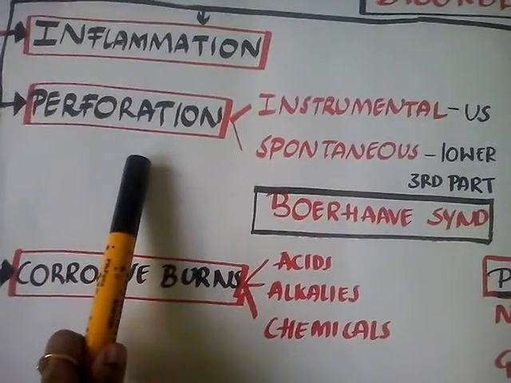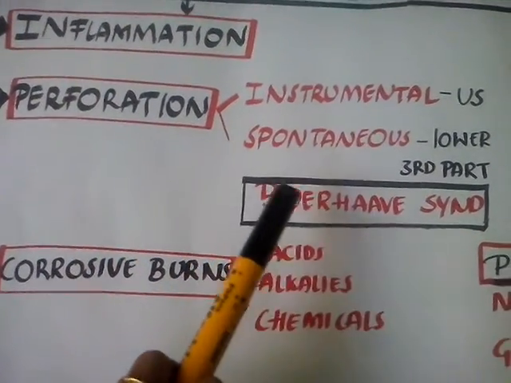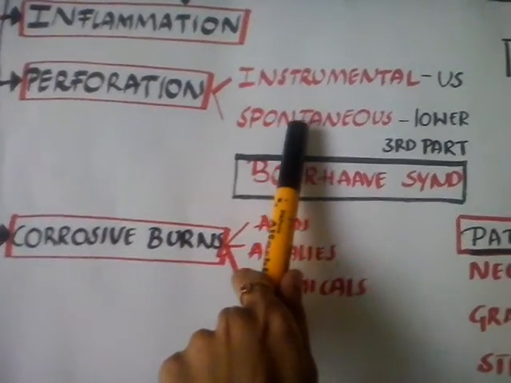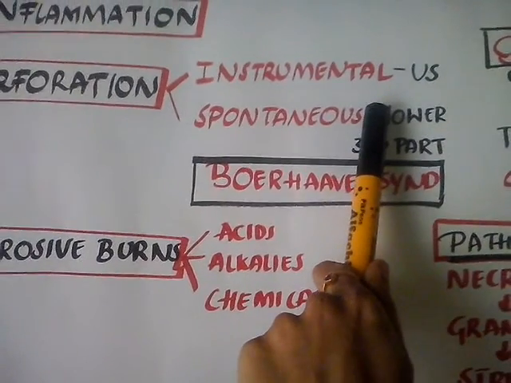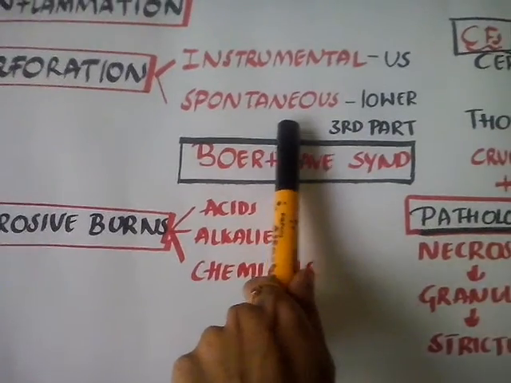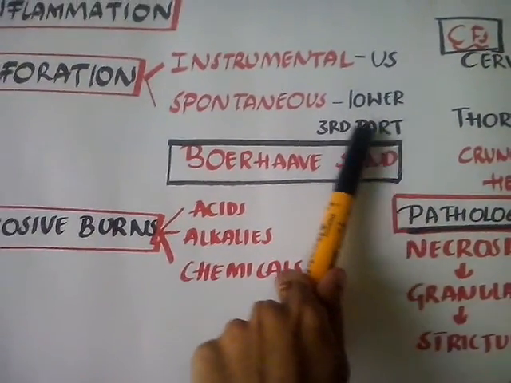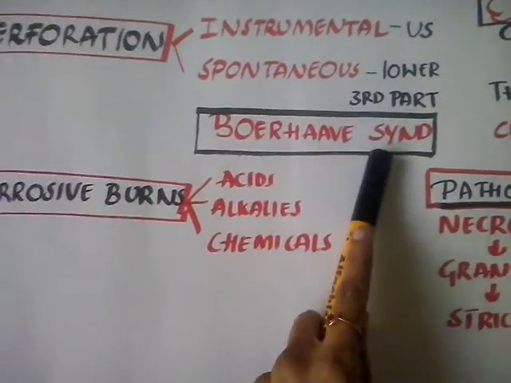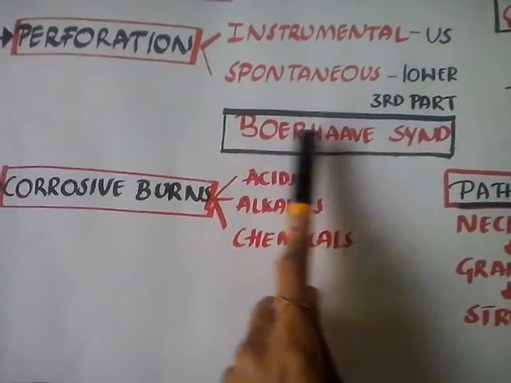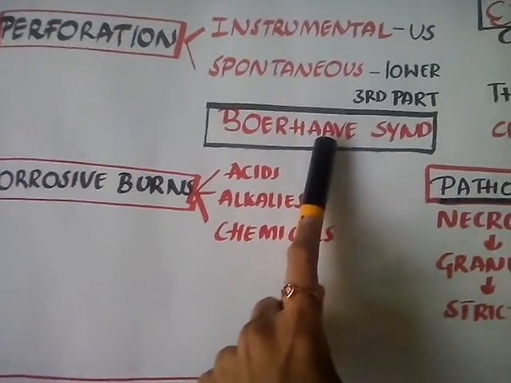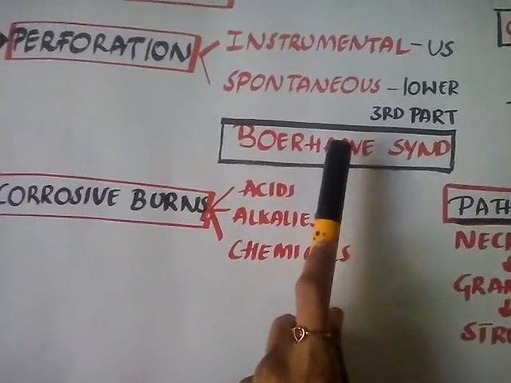Then coming to perforation. Perforation may be instrumental or spontaneous. Instrumental perforation involves mostly the area above the upper esophageal sphincter, and spontaneous rupture involves mostly the lower third part of the esophagus, and it is mostly after vomiting. And the Boerhaave syndrome. Boerhaave syndrome is the post-emetic rupture of all the three layers of the esophagus.